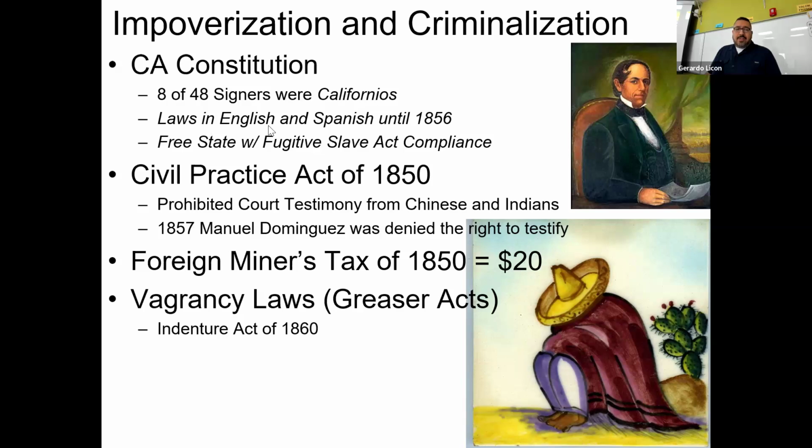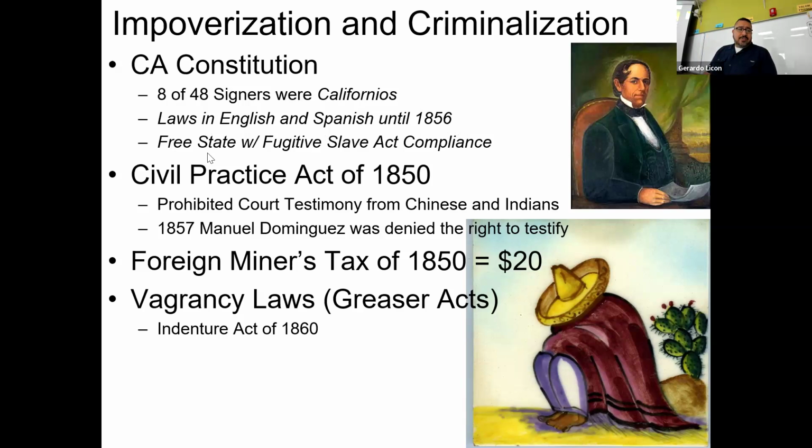And the laws of the state were initially printed in both English and Spanish. And this happened for the first several years until 1856. California was admitted as a US state in 1850. So for the first 6 years, laws were printed in English and Spanish.